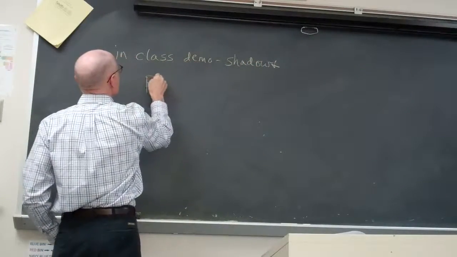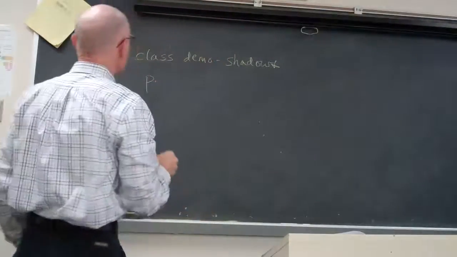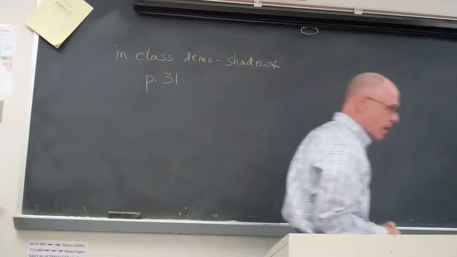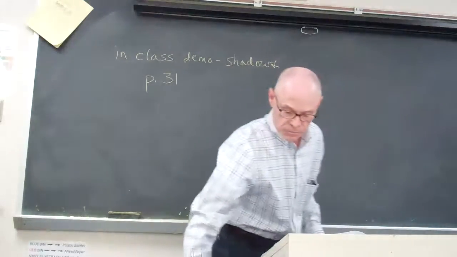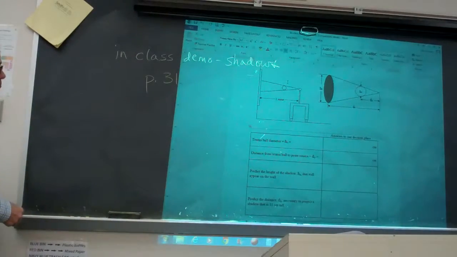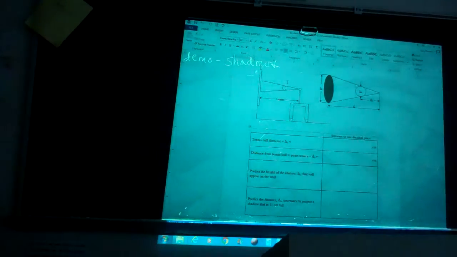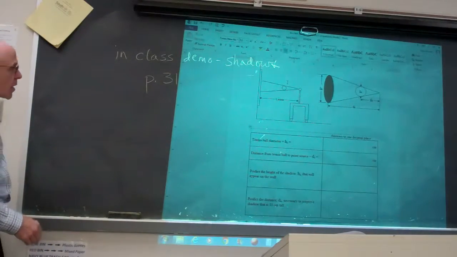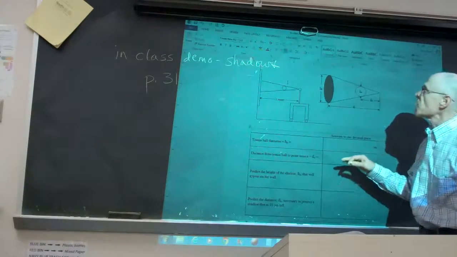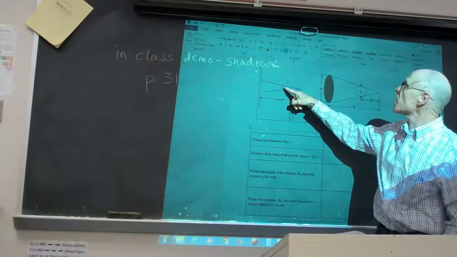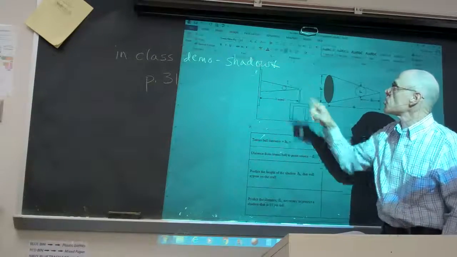So if you could turn in your workbook to page 31, and let me just give you a little bit of information. Okay. So this page has a sketch of the demonstration we're going to do. We're going to have a point source of light, and we're going to put an opaque object between the light and a screen and create a shadow.